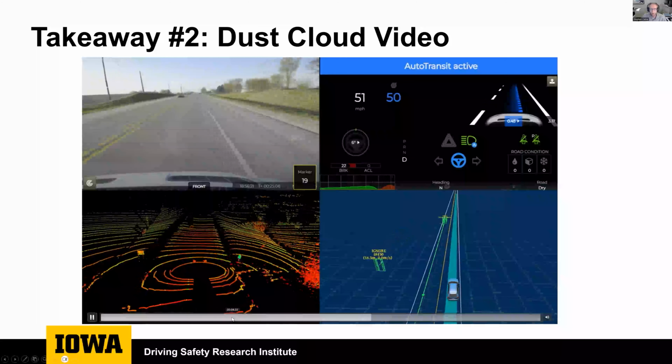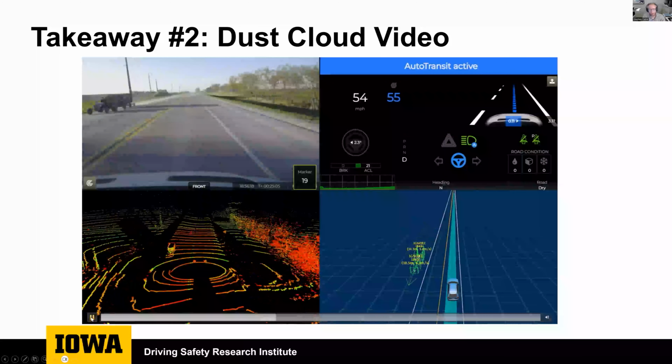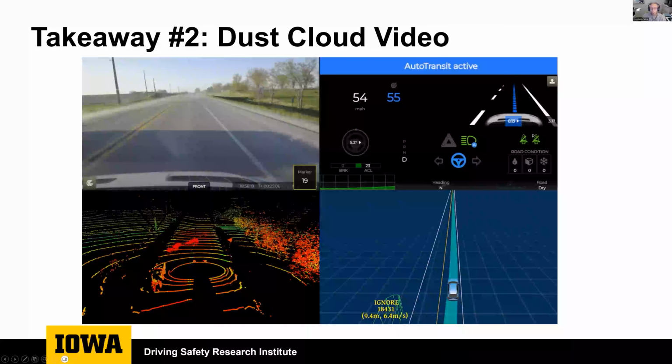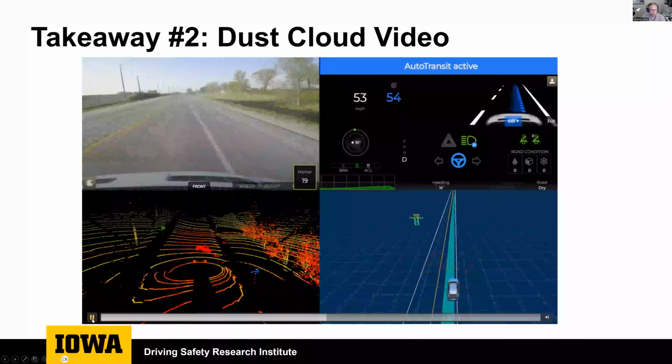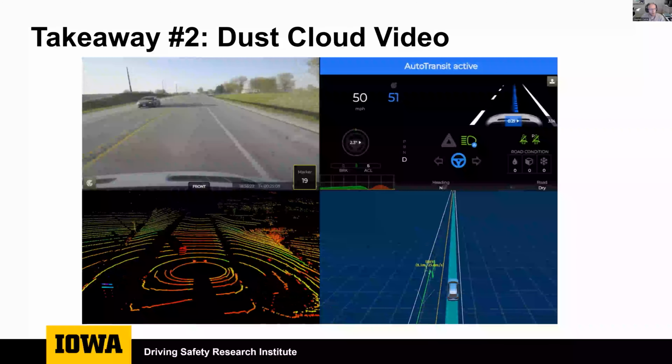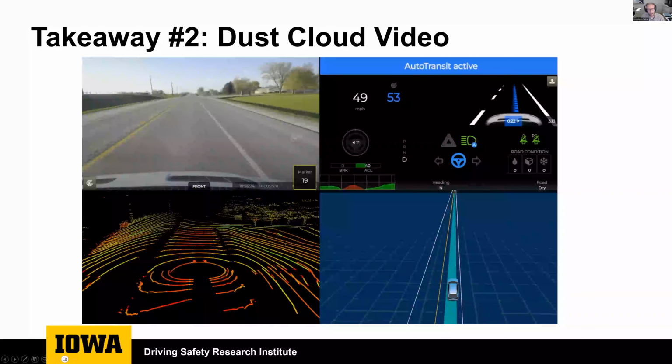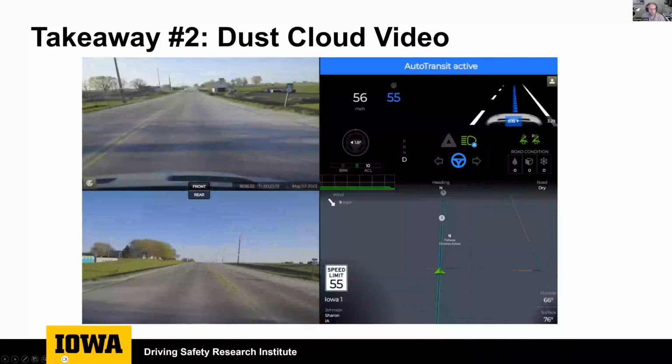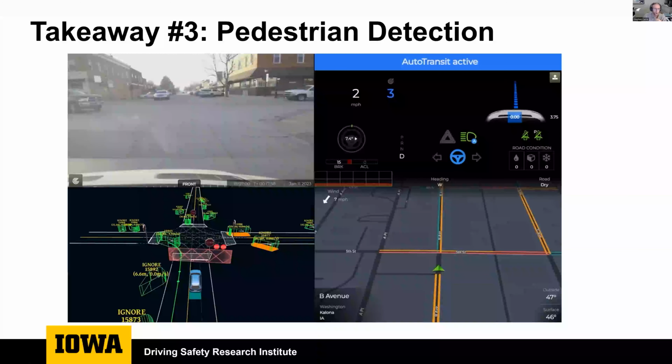And when there was particulate like dust clouds from a gravel road, or we also saw it with sprinkler systems, any sort of airborne particulate, it was reflective enough that the LiDAR units caught it as an obstruction that needed to be stopped for or maneuvered around. So with that, I'll pass over to my colleague Alec Lavelle, who will speak a little bit more about another object detection that we saw during the drives.